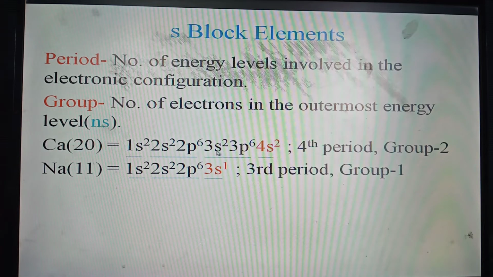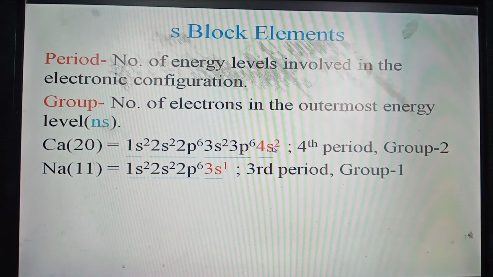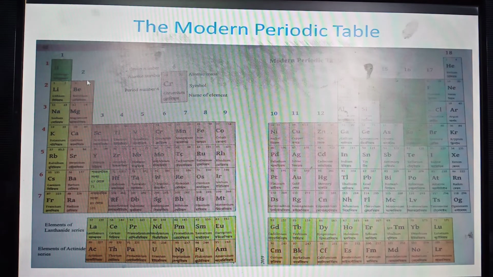Again, how to determine the group? The number of electrons in the S orbital of the outermost energy level is equal to the group number. Since the 4s orbital contains 2 electrons, the element is placed in group 2. So what is the position of calcium in the periodic table? It is placed in the 4th period, group 2. Let us see the position. It is the 4th period, group 2. That is, calcium is placed in the 4th period, group 2.